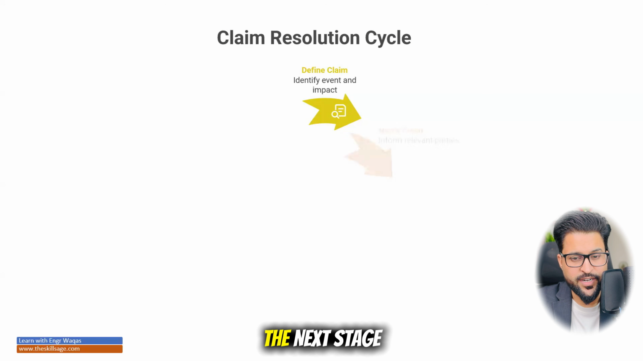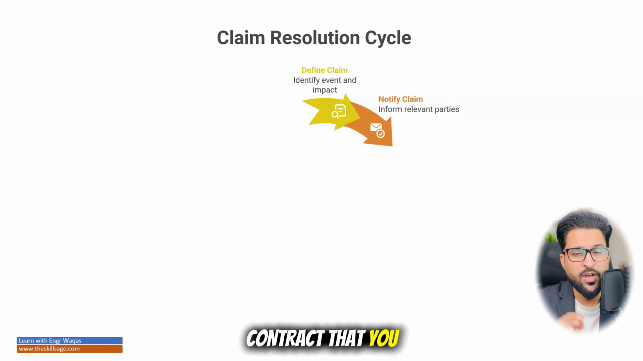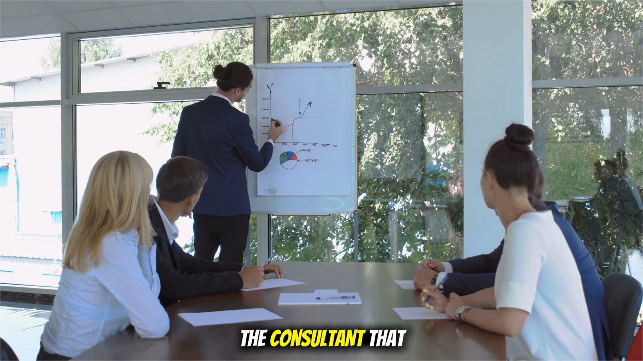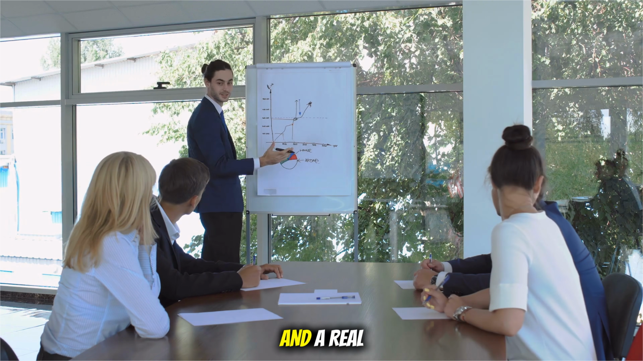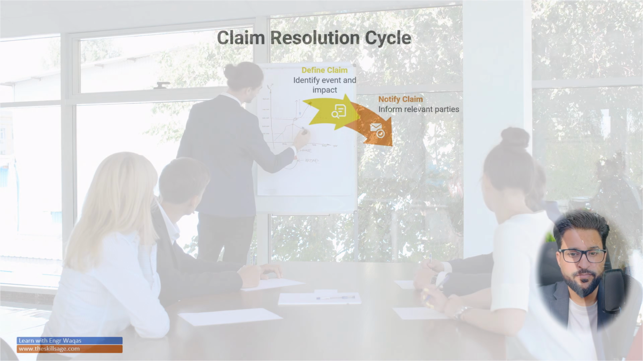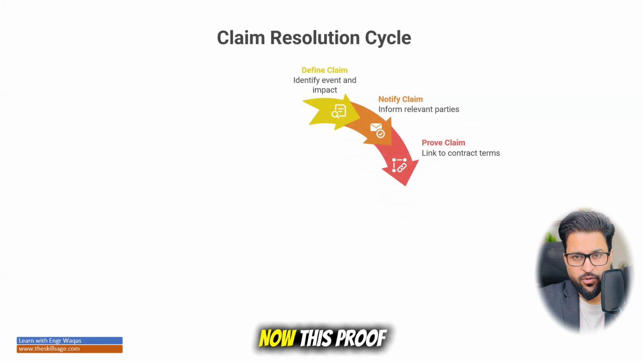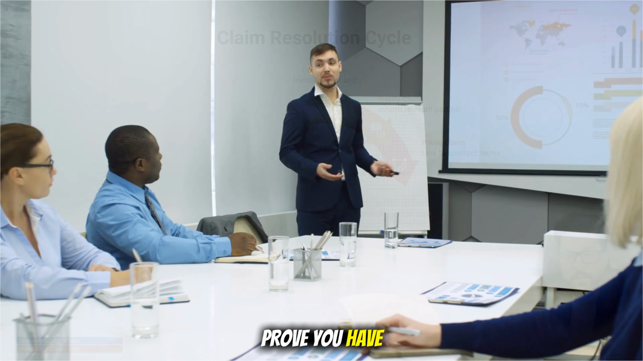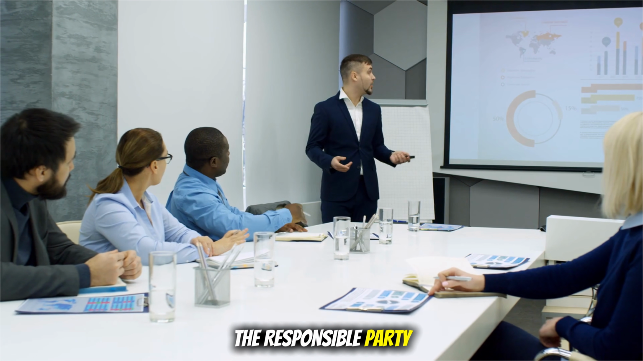Once you identify, the next stage is notify claim. This is your responsibility as per your contract, that you have to bring this to the awareness of your client or the consultant, that this was happening. You have to make your correspondence and real ground-based evidence, right? So notification should be there. Proof claim is the next step. Now this proof claim obviously depends on the notification of the claim. You have to provide the evidence of what happened and who is the responsible party, right?